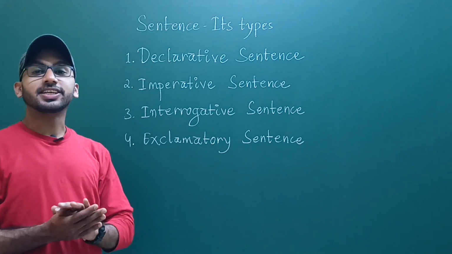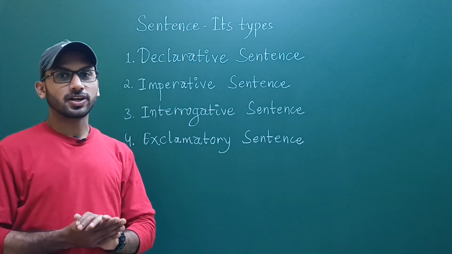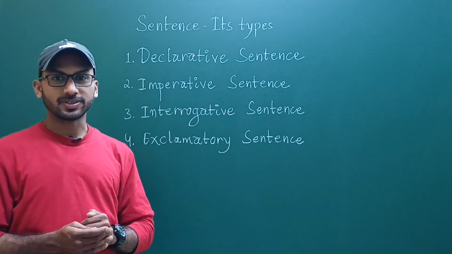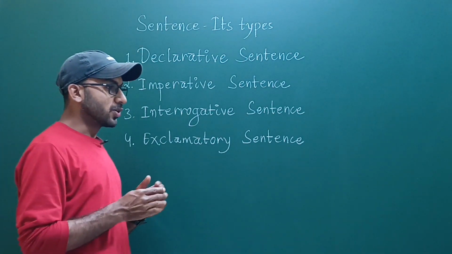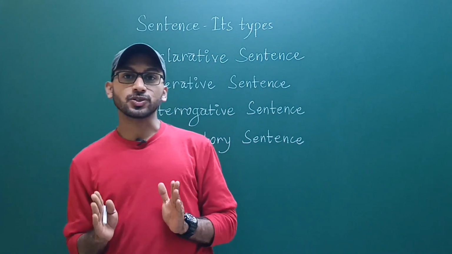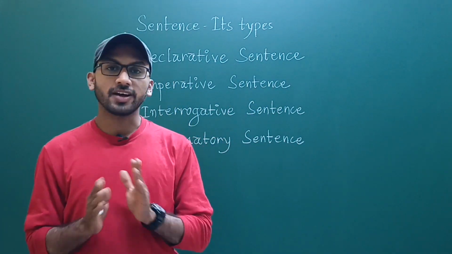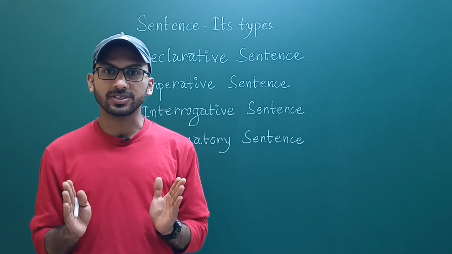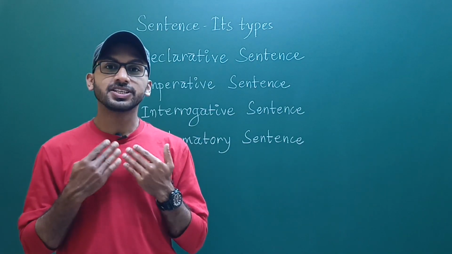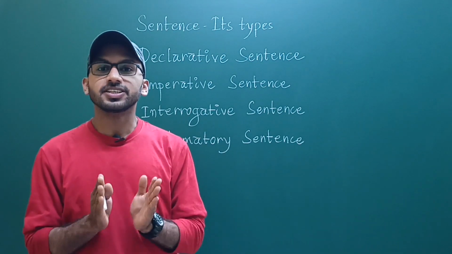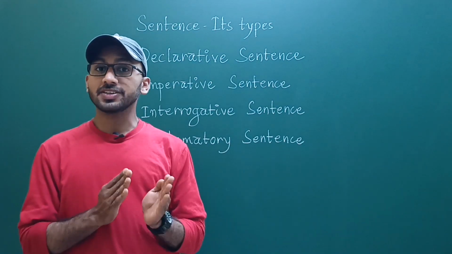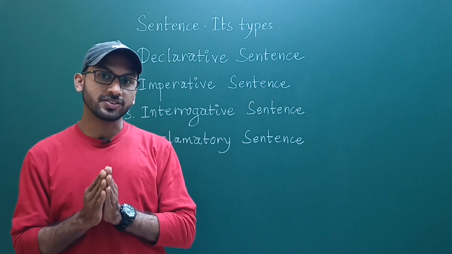The sentence that gives a statement is known as declarative sentence. What is a statement? For example, if I say a sentence such as Mahatma Gandhi is called the father of the nation, I have just made a clear statement. It's a universal truth. This type of sentence is called declarative sentence. And declarative sentence is also known as assertive sentence.